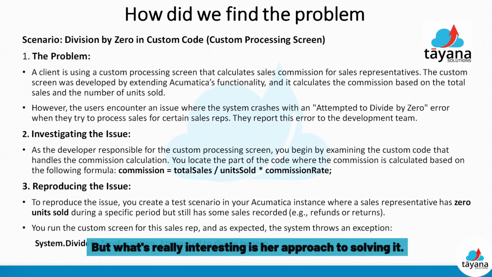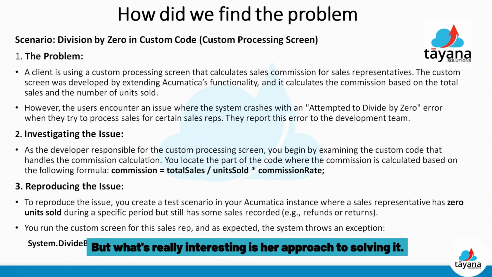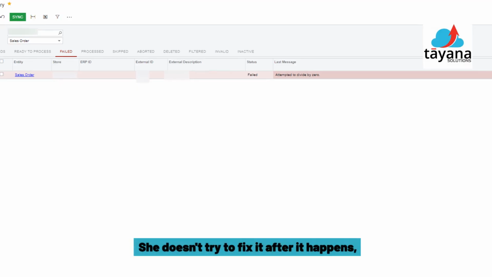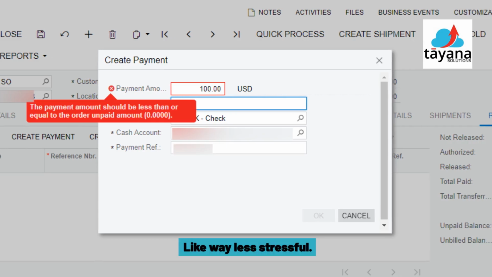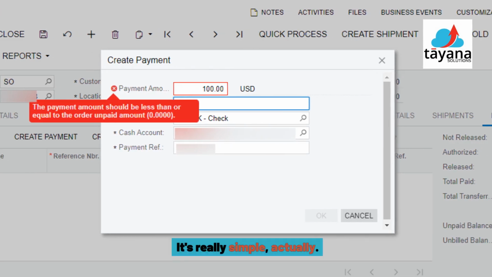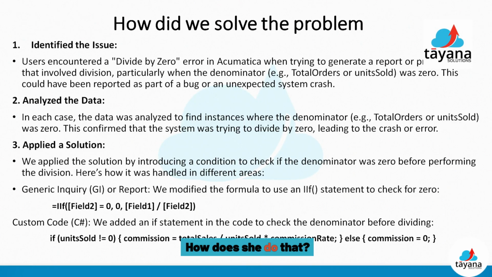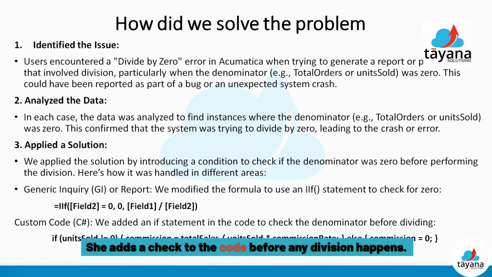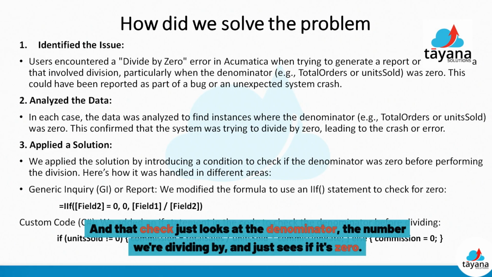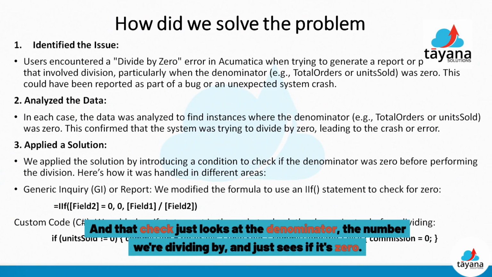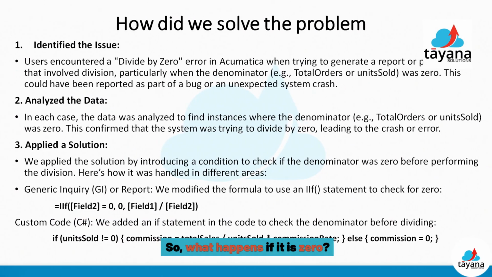What's really interesting is her approach to solving it. She doesn't try to fix it after it happens. She focuses on preventing it, which is way less stressful. It's really simple, actually. She adds a check to the code before any division happens. That check looks at the denominator, the number we're dividing by, and sees if it's zero. So what happens if it is zero?